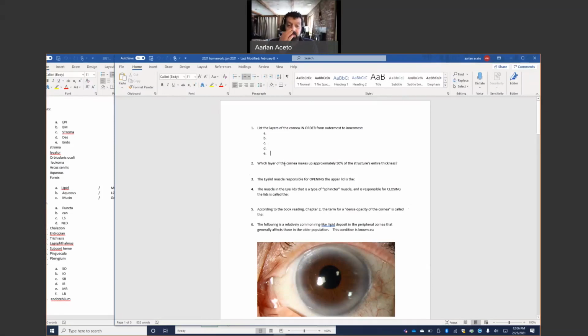And again, which layer makes up approximately 90% of the structure's entire thickness? This is the collagen fibers that are aligned the right way. This is the most structure of the eye. There's a number of ways they could ask this question on an NCLE type question, but number 2, the answer is the stroma.